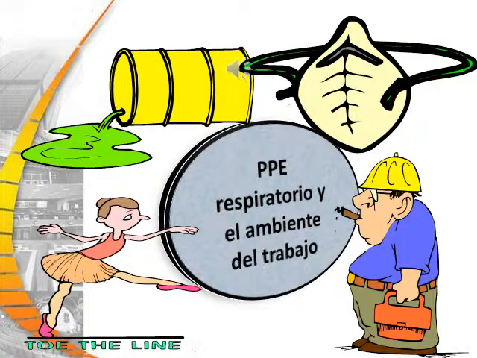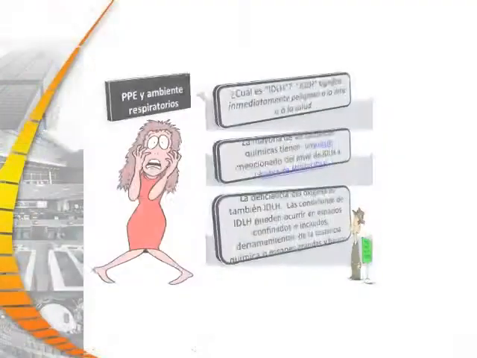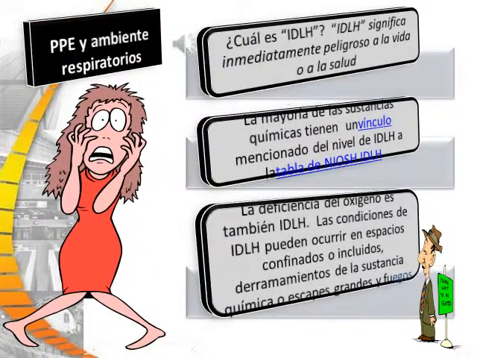Respirators, personal protective equipment, and the work environment. What is IDLH? IDLH means immediately dangerous to life or health. Most chemicals have a listed IDLH level, which is linked to the NIOSH IDLH table. Oxygen deficiency is also IDLH. IDLH conditions can occur in confined or enclosed spaces, large chemical spills, leaks, or fires.